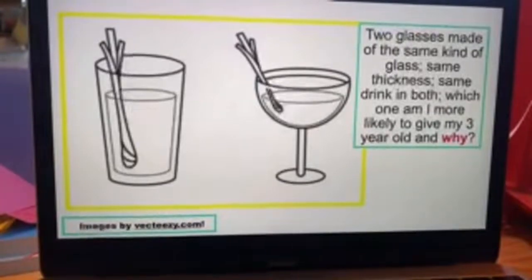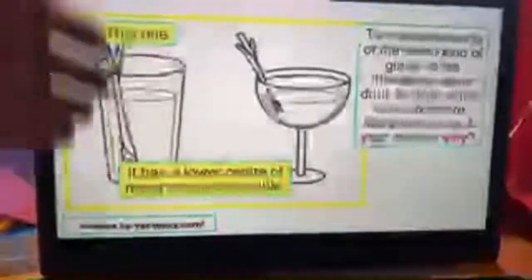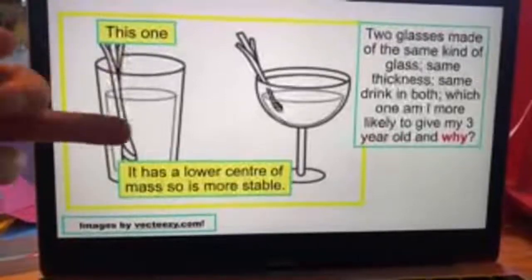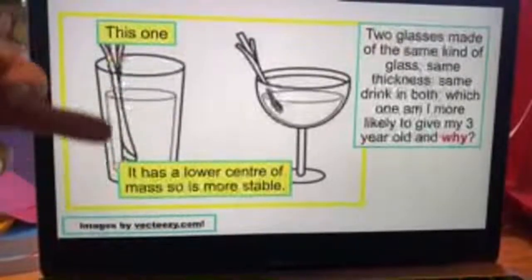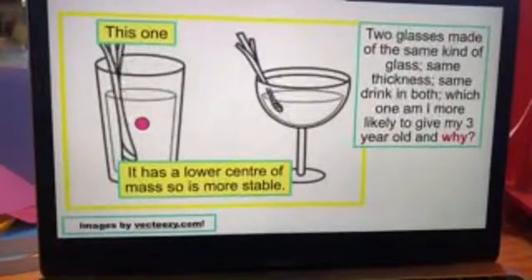It's because, there's no reason why I would know this necessarily, this beaker has a lower centre of mass, so it's more stable, okay? The centre of the average mass of the regular beaker is probably about in the centre, whereas the cocktail glass, because it's on a long, narrow stem, its centre of mass is much higher. And how stable things are very much depends on where their centre of mass is.